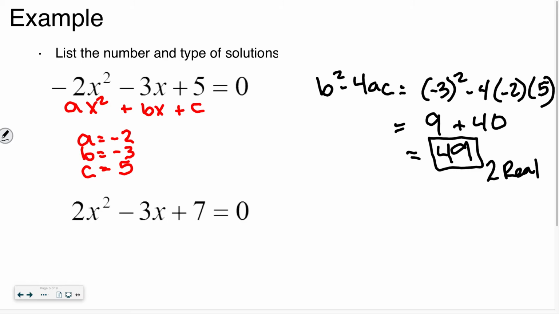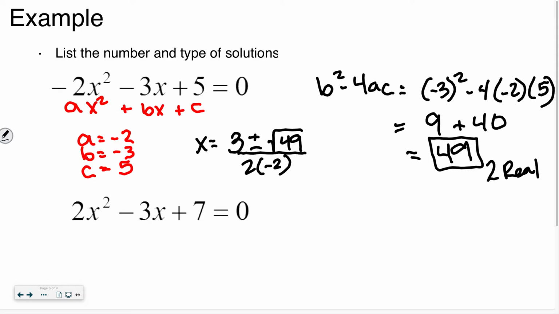So that would be underneath. If I wanted to actually find the solutions, at that point I've already done the stuff underneath the quadratic or underneath the radical. So it would be x equals the opposite of b, which would be 3, plus or minus the square root of 49 all over 2 times -2, right? I already did all the work for b squared minus 4ac. I'm saying if I wanted to find the actual solutions. Okay.